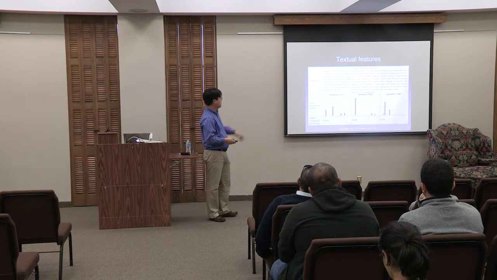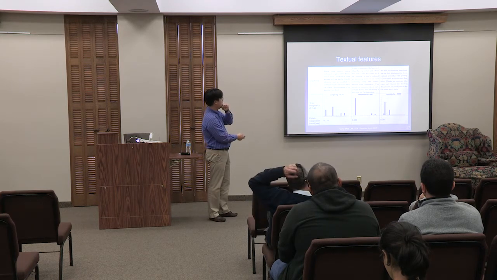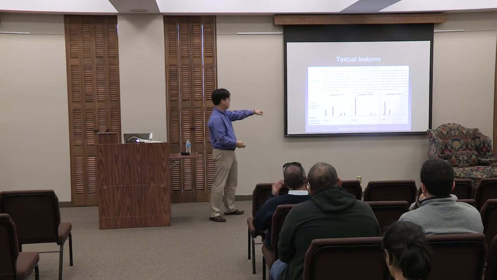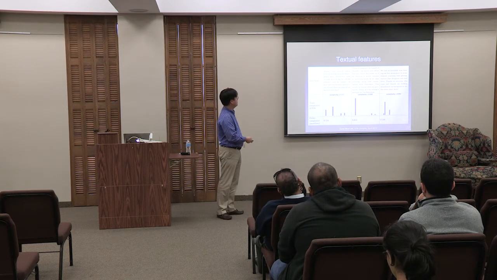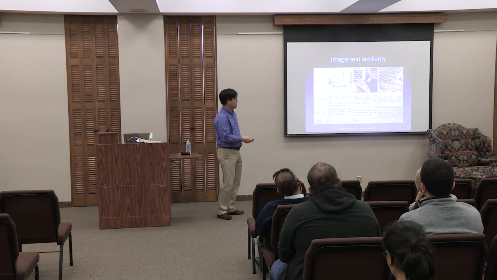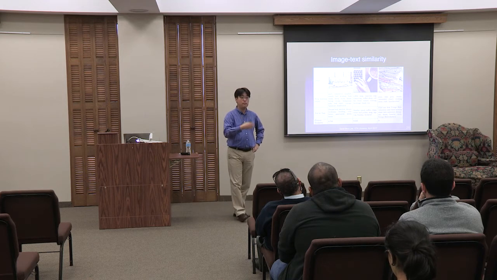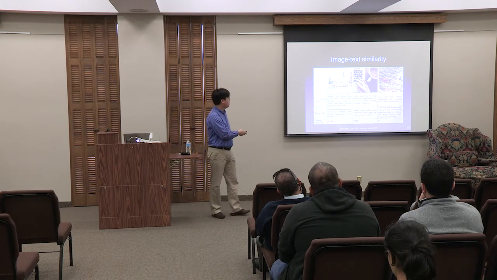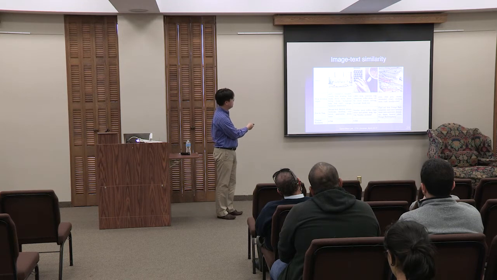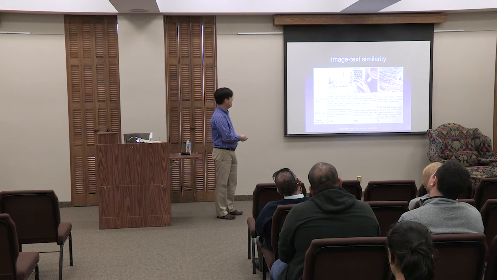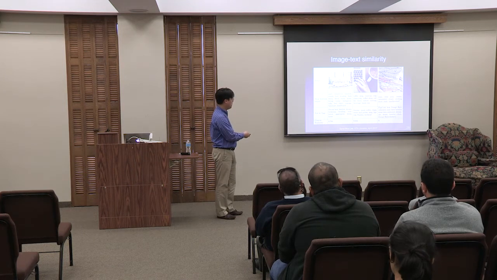We also did textual analysis. These are some text data from the blog post. I'm not going to explain what this is, but we also did the textual analysis. Since we now understand the image, we can compare the image with the text. So that's what we did here. If you look at these three examples, this is an image where our deep learning algorithm said comfort, bed, window, bedroom. And indeed, the blog post said something about bed and design, bedding. So we can compare these two together. We say 76% similar.